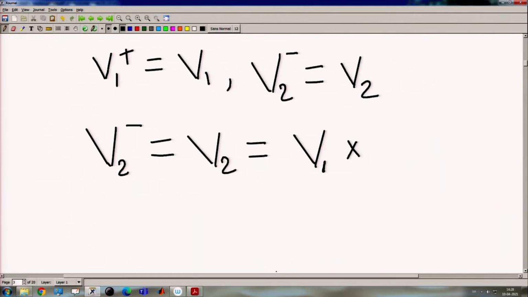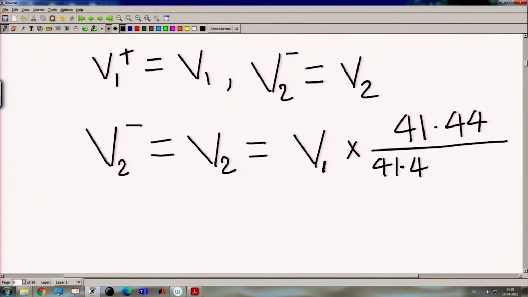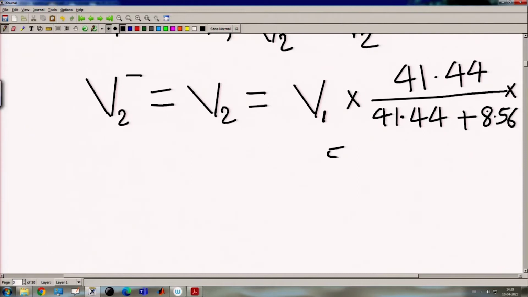So, V2 is equal to V1 into, using the voltage division rule, 41.44 divided by 41.44 plus 8.56, into, because we are finding out the voltage across, at port 2, that is terminated with 50 ohm. So, into 50 divided by 50 plus 8.56.